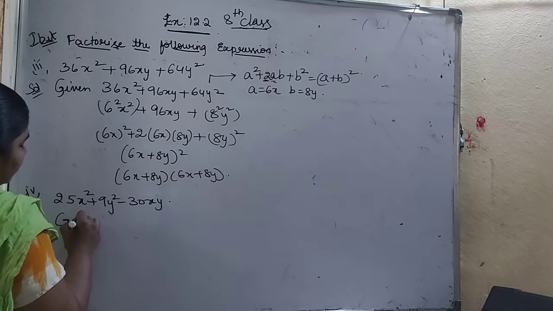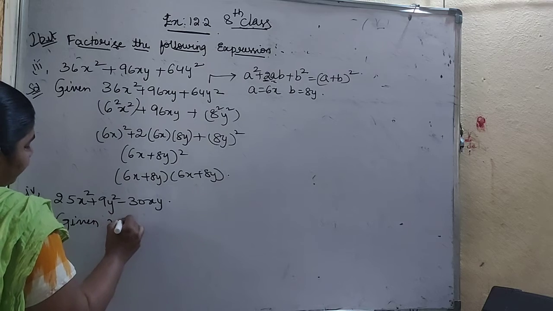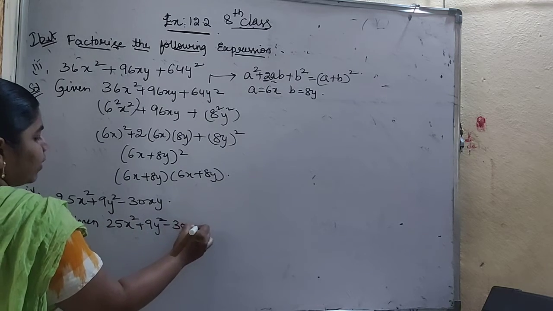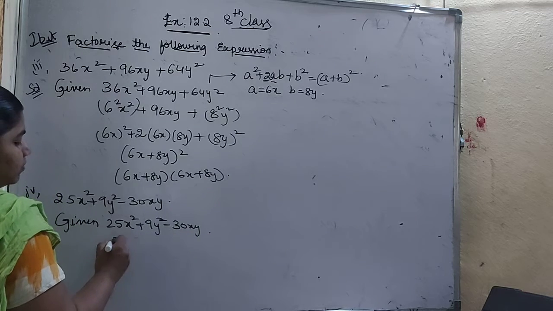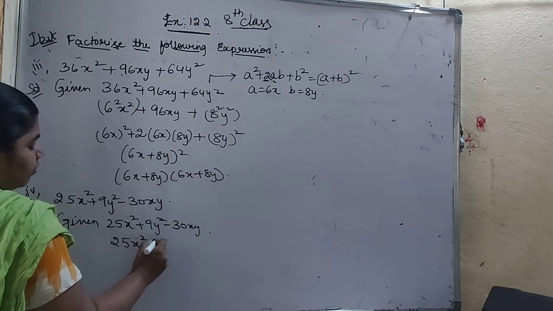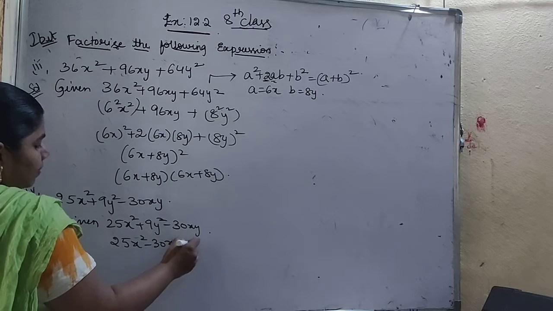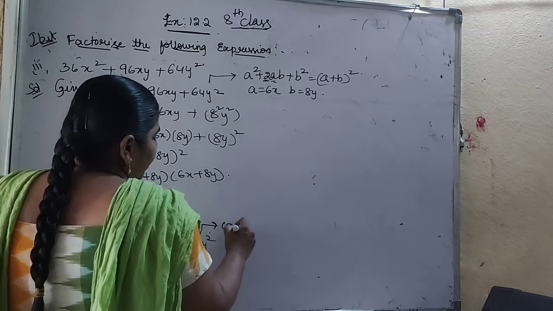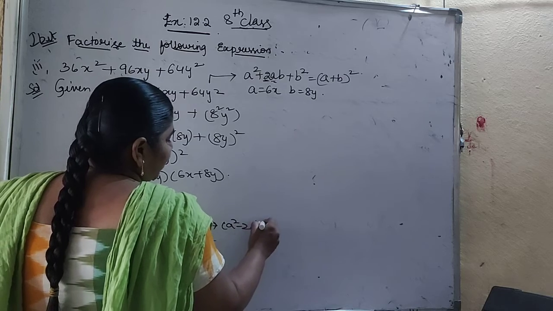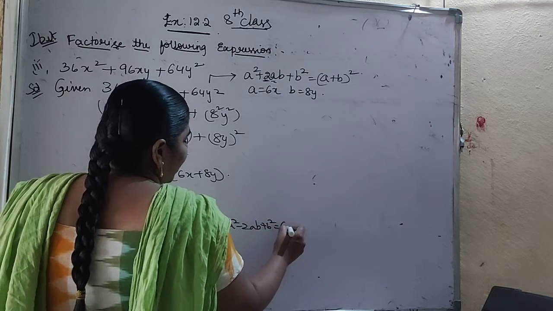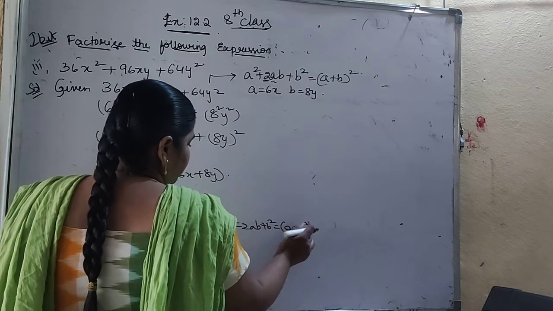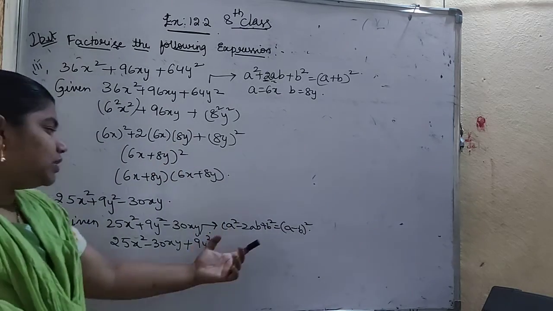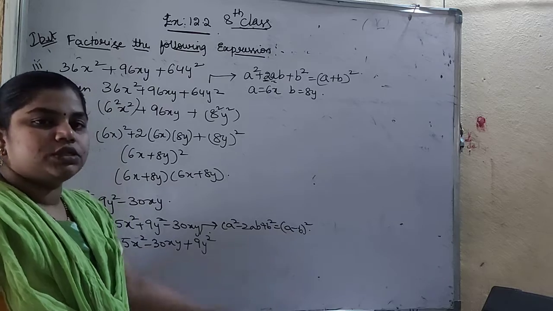Given 25x square plus 9y square minus 30xy, I am rearranging these terms: 25x square minus 30xy plus 9y square. Now this is in the form of a square minus 2ab plus b square. So what is the identity? a minus b whole square. So they have given in this form, and we have to convert to this form now.